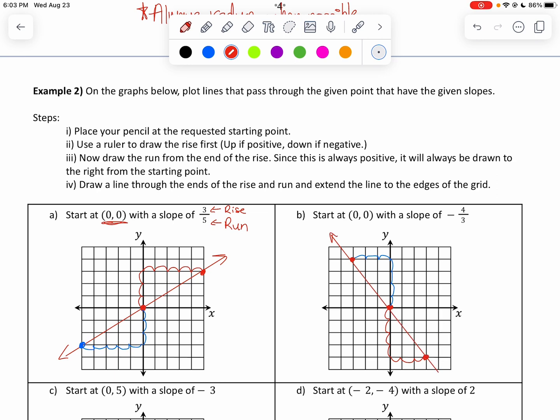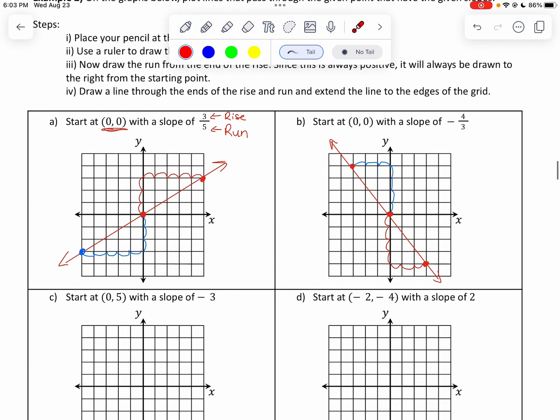Then I make sure that I'm putting arrows on. The other important thing here is double check that your lines have extended all the way to the end of your graph. We shouldn't see any lines that are only small lines on the grid. They should take up the entire grid from end to end and cover all the squares.